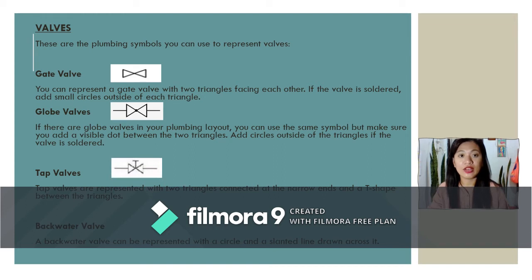Third is the top valves. Top valves are represented with two triangles connected at the narrow ends and a T shape between the triangles. And lastly, the backwater valve. A backwater valve can be represented with a circle and a slanted line drawn across it.